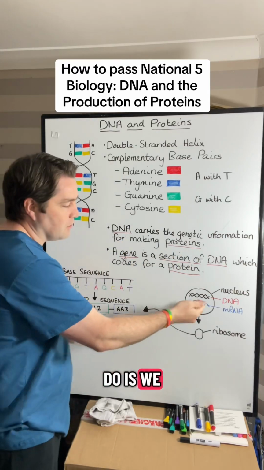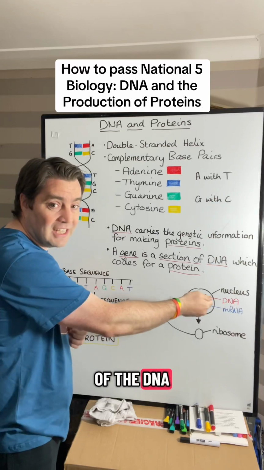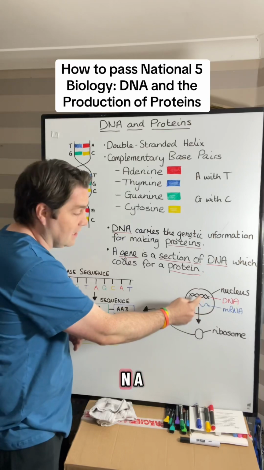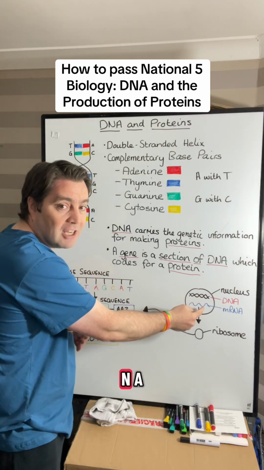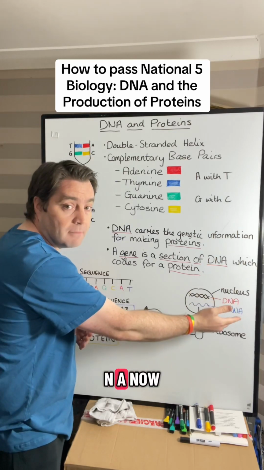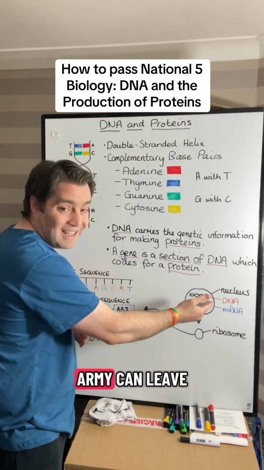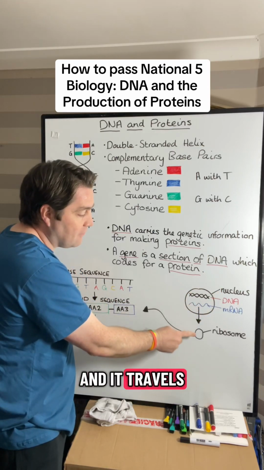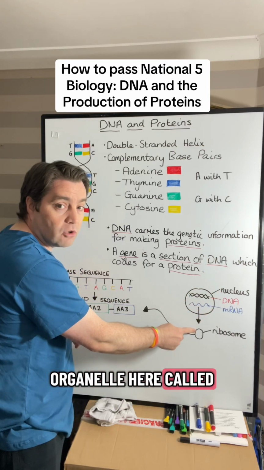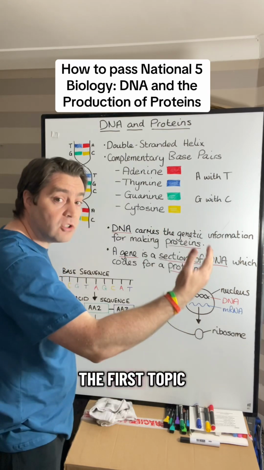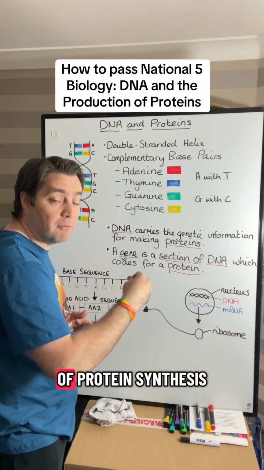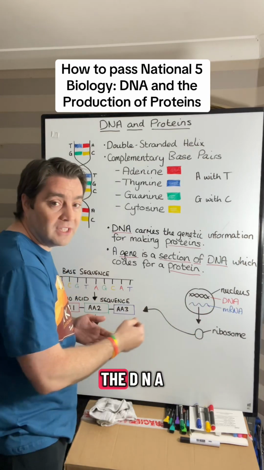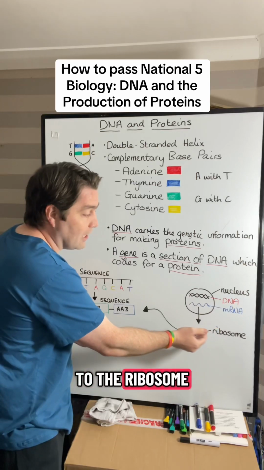Instead, what we do is we take a copy of that section of the DNA that codes for the protein. That complementary copy of DNA is a molecule called mRNA, or messenger RNA. The good thing is the messenger RNA can leave the nucleus, and it does. It leaves the nucleus and travels to this little organelle here called the ribosome. We know from the first topic that the ribosome is the site of protein synthesis, so this makes sense. Send a complementary copy of the DNA from the nucleus to the ribosome.